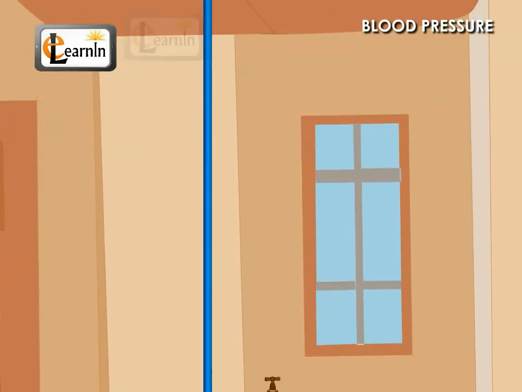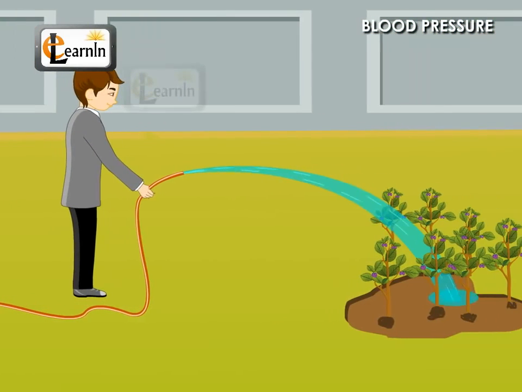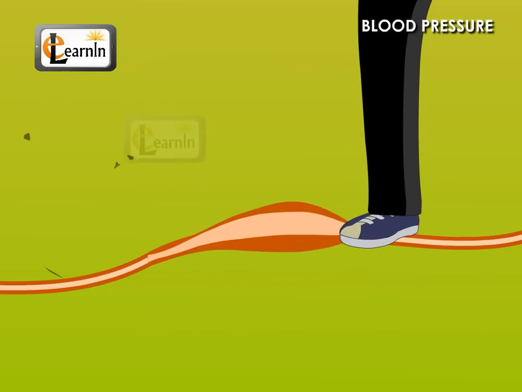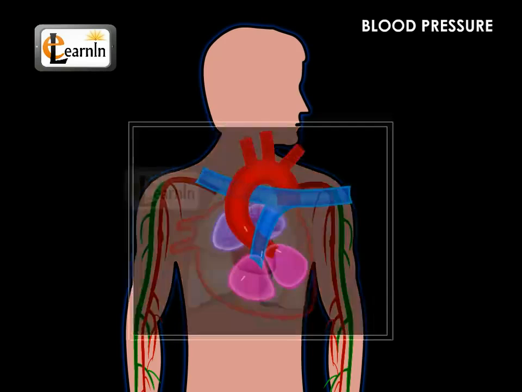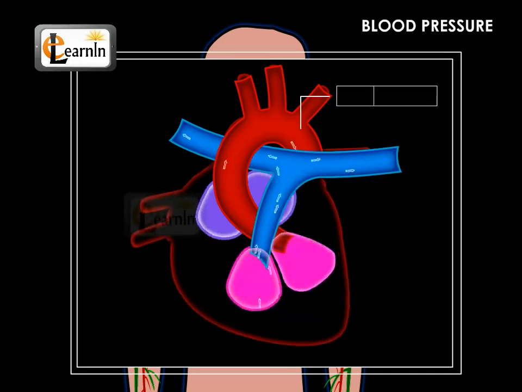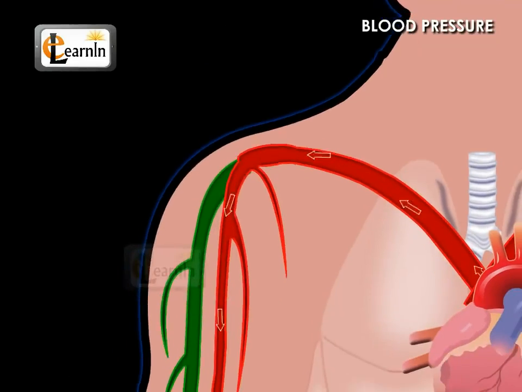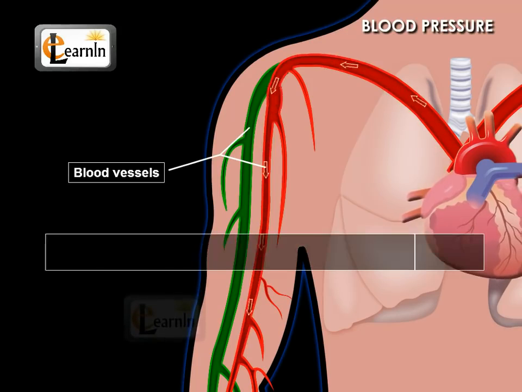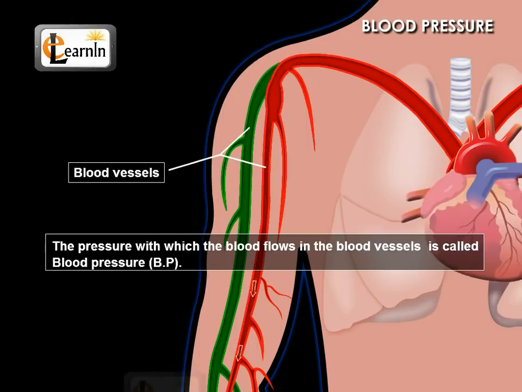Water flows with a higher pressure when you connect a tube to a pump set operating in your field or house. Also, the tubes burst open if the pressure is very high. Similarly, when the heart pumps blood into the systemic aorta or into the pulmonary trunk, the blood flows with pressure in the blood vessels. The pressure with which the blood flows in the blood vessels is called the blood pressure, usually called BP.